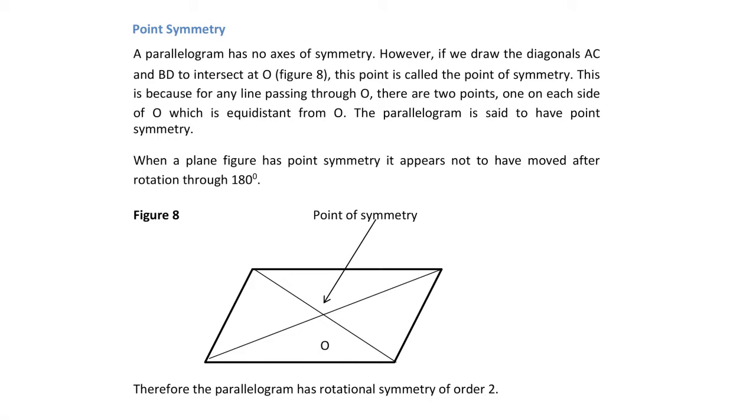When a plane figure has point symmetry, it appears not to have moved after rotation through 180 degrees. Therefore, the parallelogram has rotational symmetry of order 2.